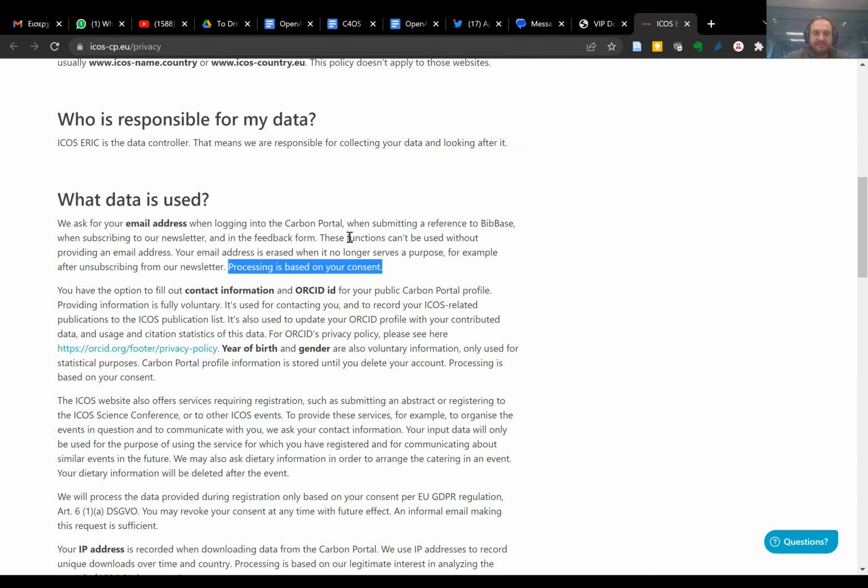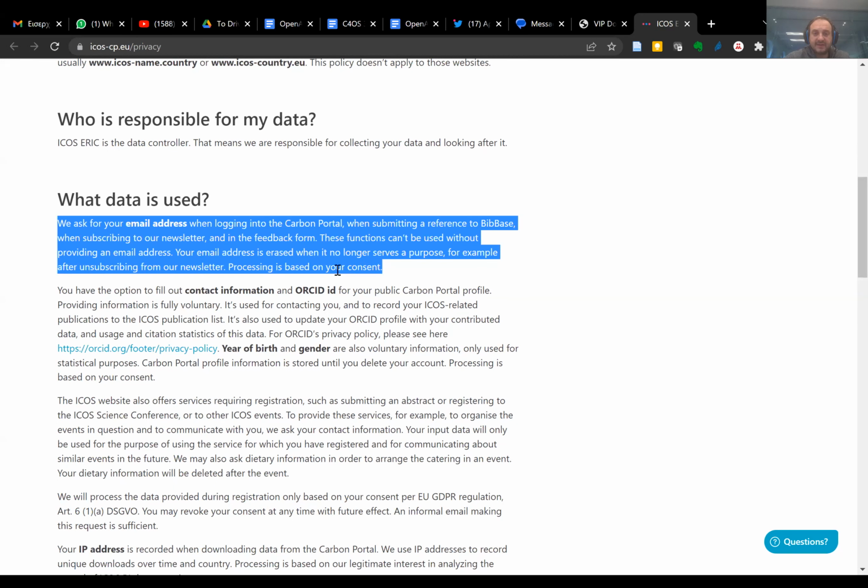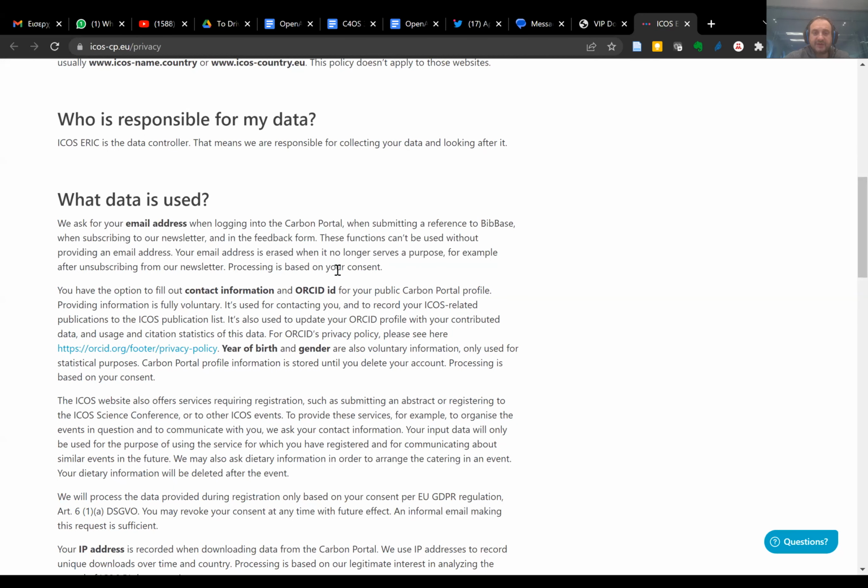By the way, I'm a bit ambivalent as to whether consent is the correct legal basis here, because if these functions can be used without providing an email address, there's not much of a choice. So it's not really free consent. This looks more like a contract.